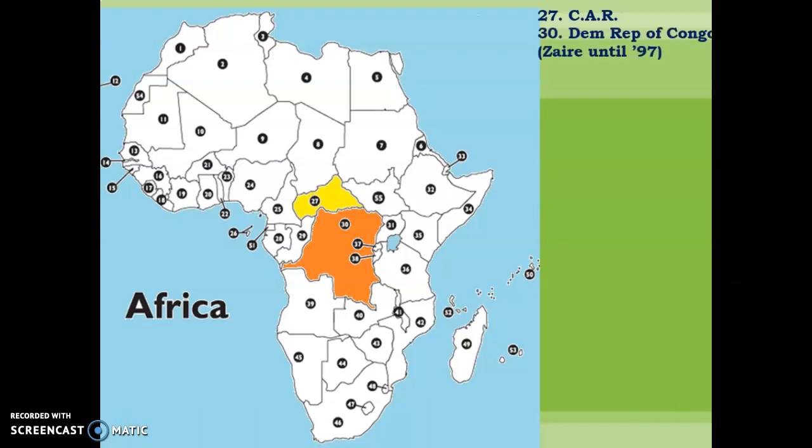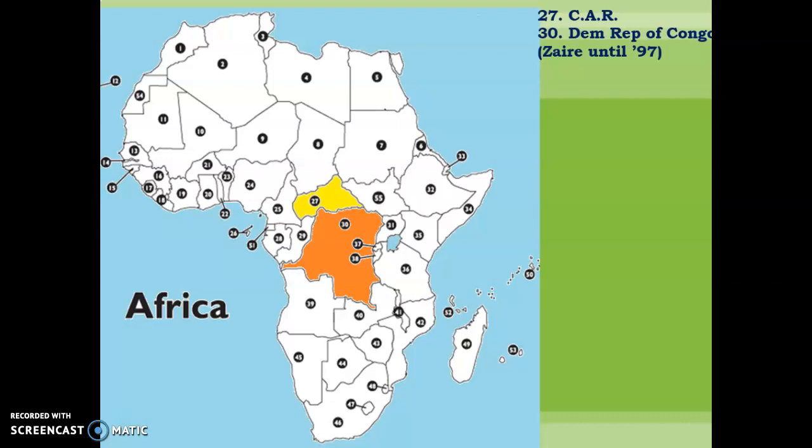All right, the next one is number 30, which is right south of CAR. And that is the Democratic Republic of the Congo. You're going to have to write really small or abbreviate the Democratic Republic of the Congo. It was actually called Zaire until 1997, and at that point, the name got changed. Basically, there were two wars, and this is part of the reason for the name change. Again, from 1971 until 1997, it was named Zaire.